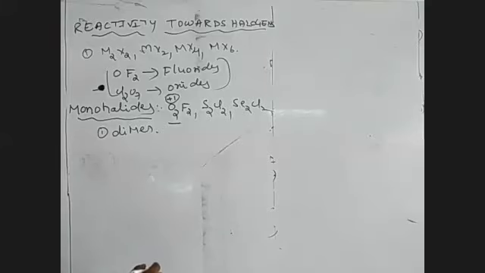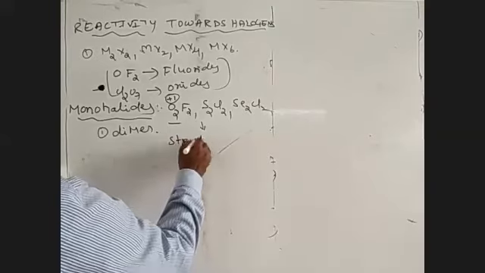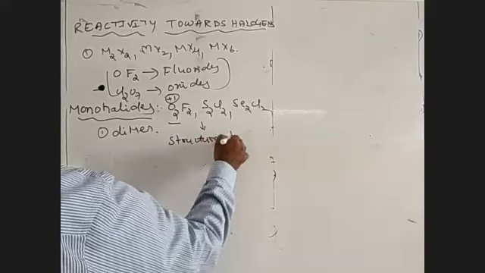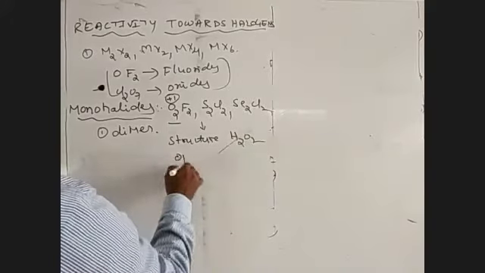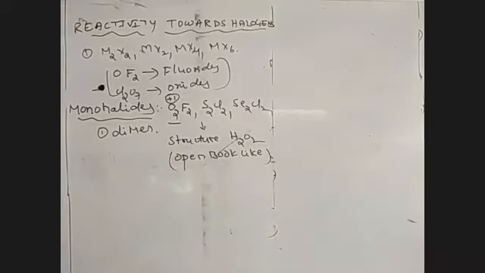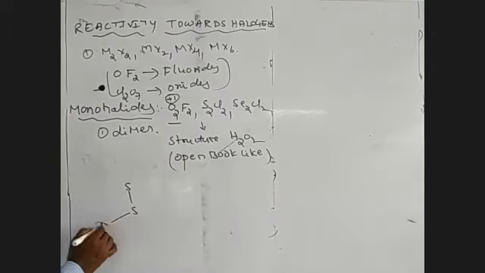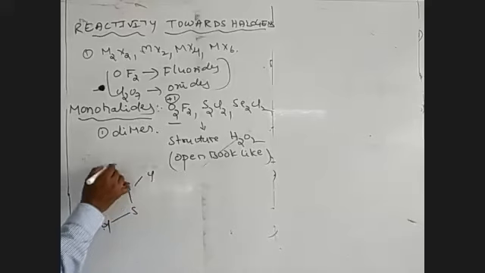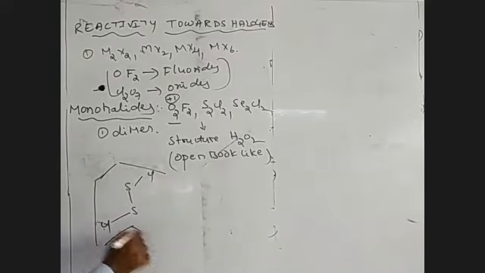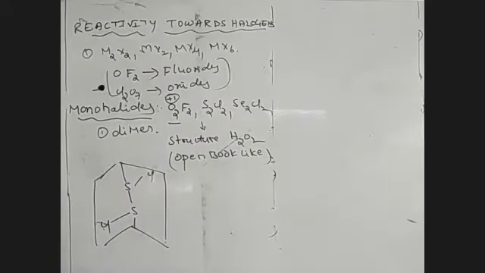Here O2F2, S2Cl2 and Se2Cl2 have a structure similar to that of H2O2. H2O2 has an open book-like structure. In S2Cl2, these are the two sulfur atoms. The two sulfur atoms are present on the spine of the book, and the chlorine atoms are present on the covers.